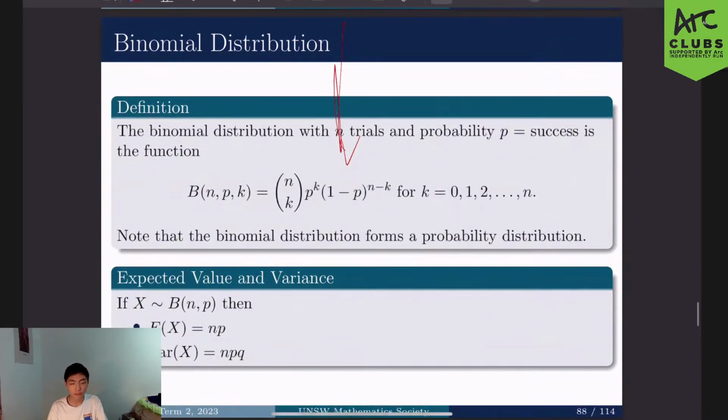Here, the expected value is given by np and the variance is npq. Or you can say that this is np(1 minus p). That is also fine.